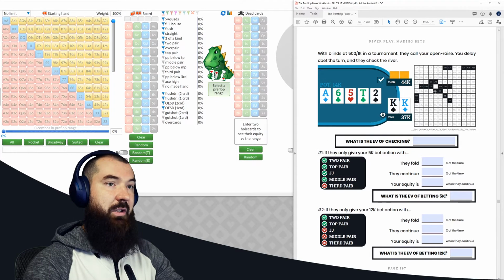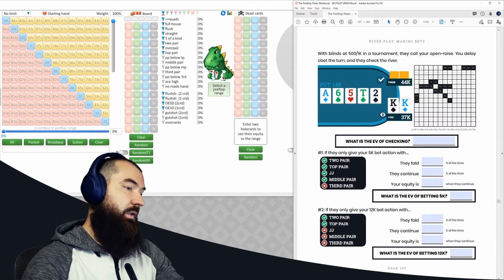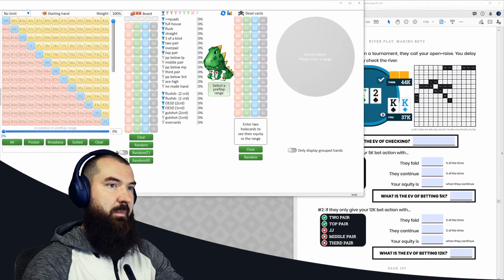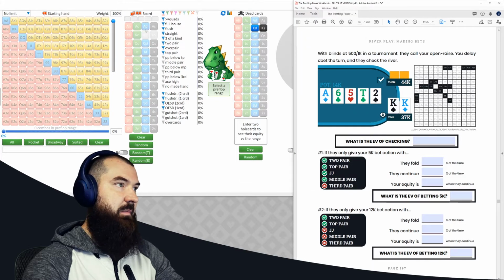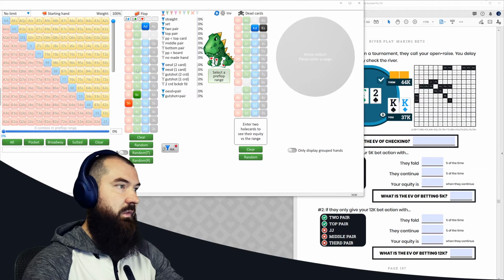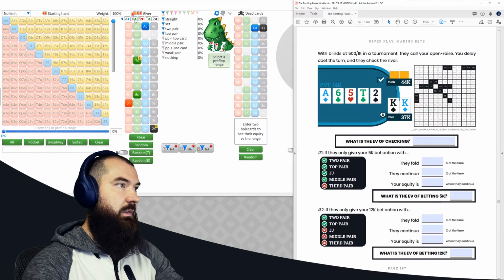This is the range they have right this exact moment, and let's first start by looking at the EV of checking. So in this situation, if we just start putting everything into Flopzilla, we have king of spades, king of diamonds, ace of diamonds, six of clubs, five of hearts, 10 of clubs, deuce of spades. All right, ace, 6, 5, 10, deuce, perfect, excellent.